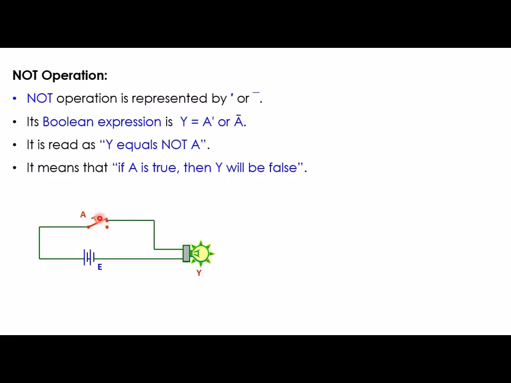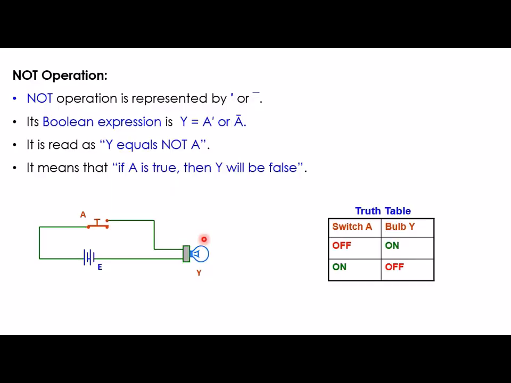So in the first case, if the switch is in off state, then Y is in on state. That means Y is 1. Then if the switch is in on state, then the output Y is off. So the truth table for this is, if switch A is in off state, then the bulb is glowing, that is on. If the switch is in on state, then the bulb is not glowing, that is off. And this table is representing this NOT operation clearly.